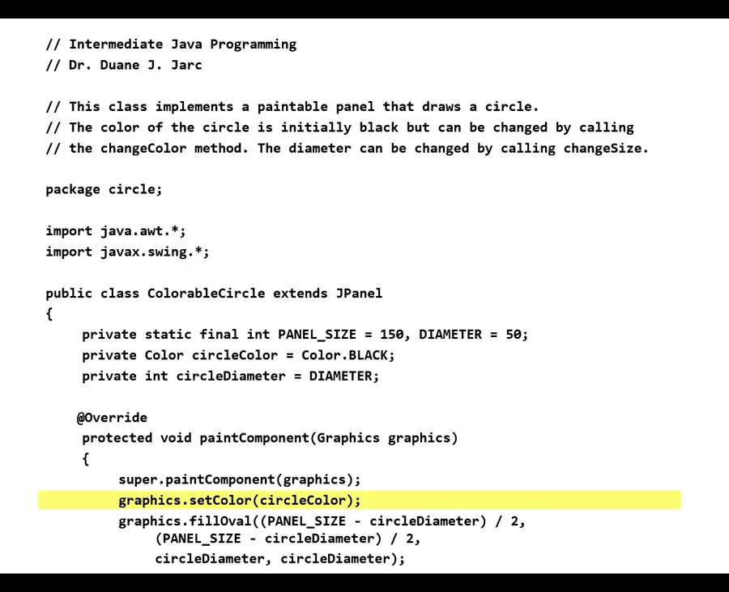Next, let's examine the method that performs the drawing. The first step is to set the color to what is currently contained in the instance variable circleColor. The call to fillOval is what draws the circle. Notice the calculations that are used to determine the XY coordinates of the upper left corner. The purpose of these calculations is to ensure that the circle is drawn in the center of the panel.